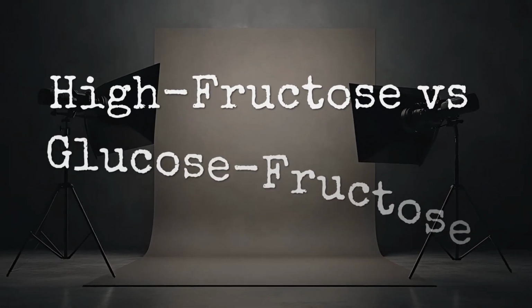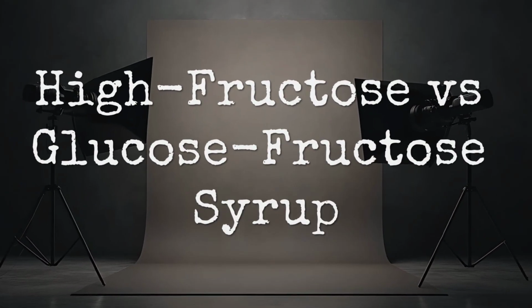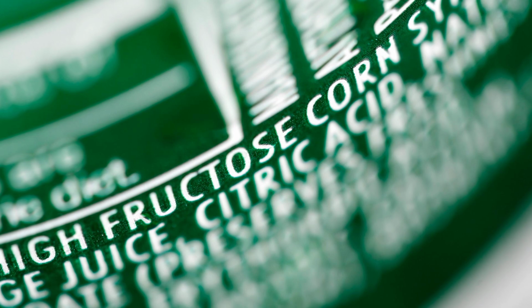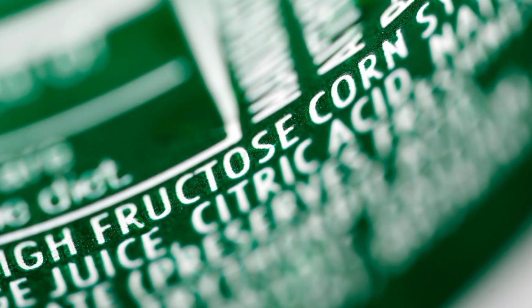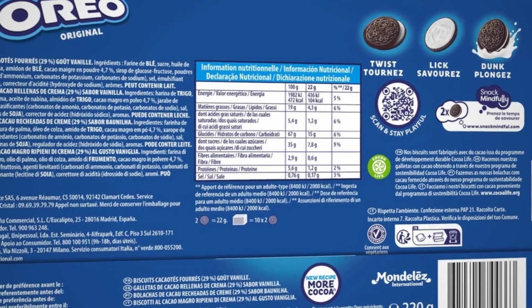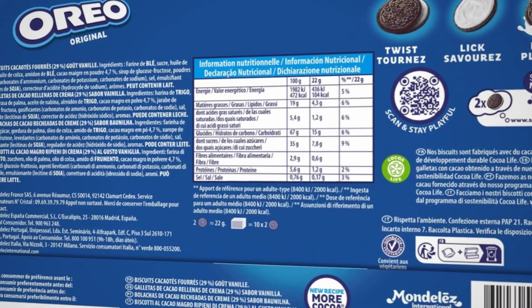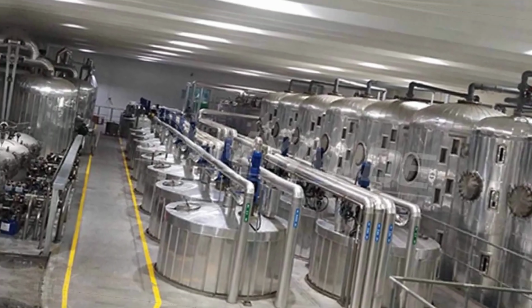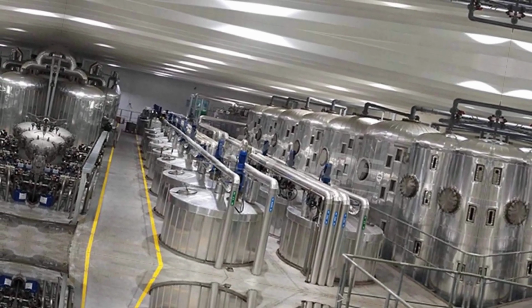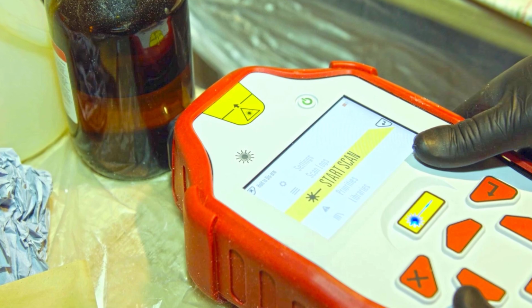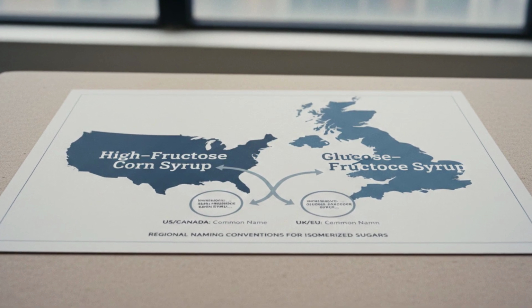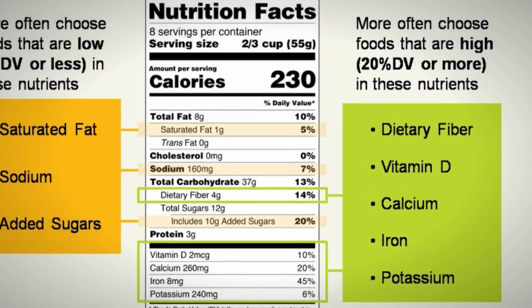Here is the moment I want you to screenshot and share, because I do not think most people have ever had this explained clearly. The difference between high fructose corn syrup in your US Oreo and glucose-fructose syrup in your UK Oreo is not a meaningful chemical difference. They are the same class of sweetener, a processed syrup with fructose and glucose in similar ratios. The name change reflects different regional naming conventions, not a different substance.